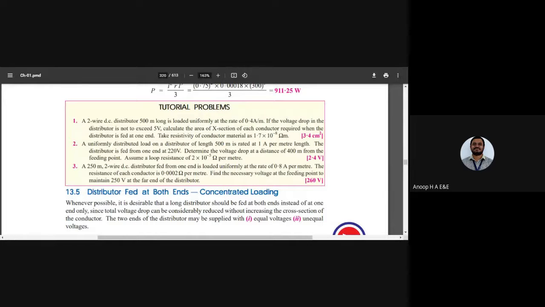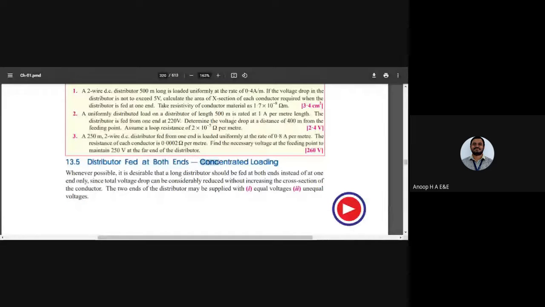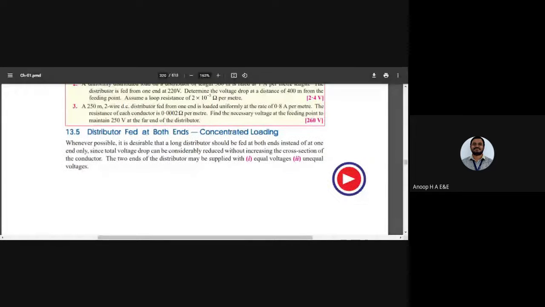Okay, now let us move on to the next one. We are done with the uniformly loaded. So now let us concentrate on the distributor fed at both ends with the concentrated loading. What happens when I have a distributor where the type of loading is concentrated loading, and the distributor is fed at both ends? Let us go into detail now in understanding what it is.